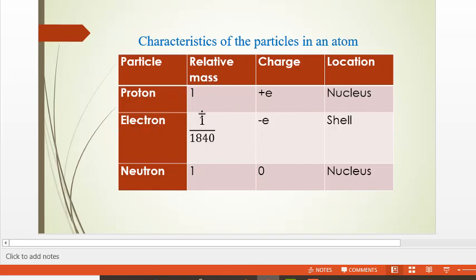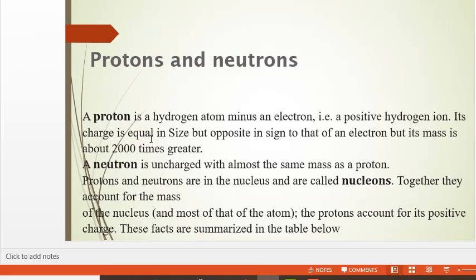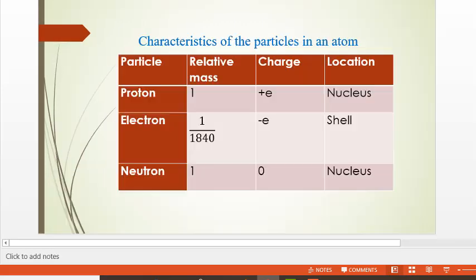An electron has a mass of 1 over 1,840. It is this number that made me say at this point that the mass of a proton is almost 2,000 times greater than that of an electron. As you can see, if you rounded off this number, it is almost 2,000. So when we compare the mass of a proton to that of an electron, we get 1 over 1,840.